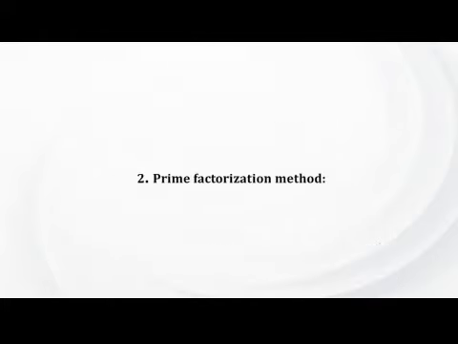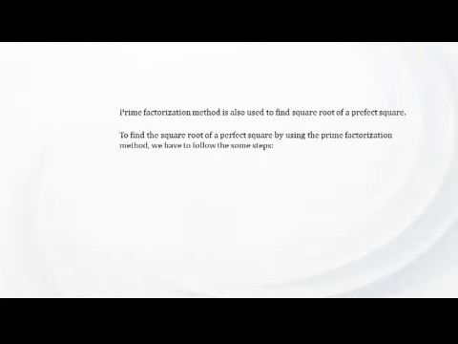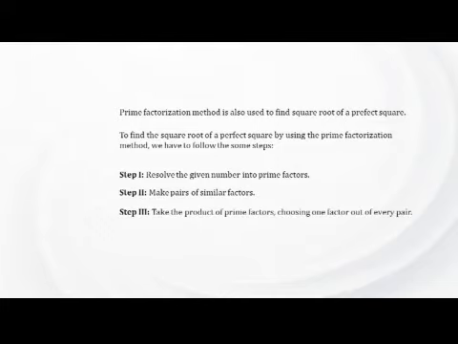Second one is the prime factorization method. Prime factorization method is also used to find the square root of a perfect square. To find the square root of a perfect square by using the prime factorization method, we have to follow some steps. Step 1. Resolve the given number into prime factors. Step 2. Make pairs of similar factors. Step 3. Take the product of prime factors, choosing one factor out of every pair.